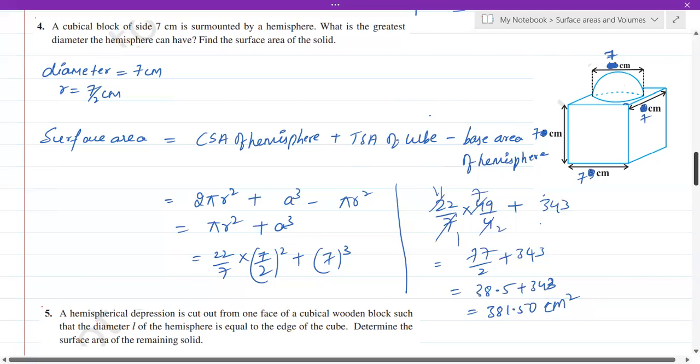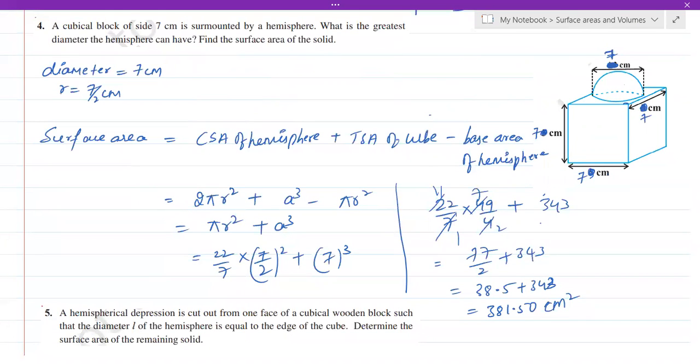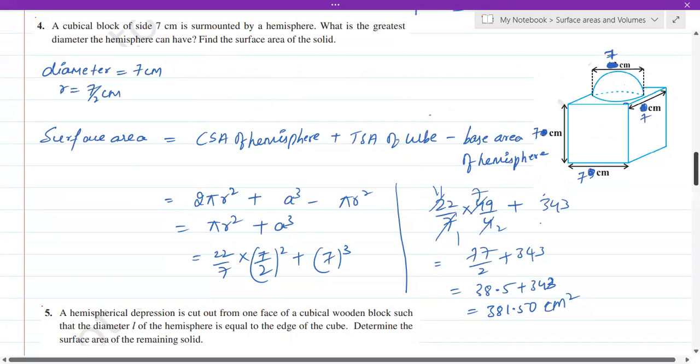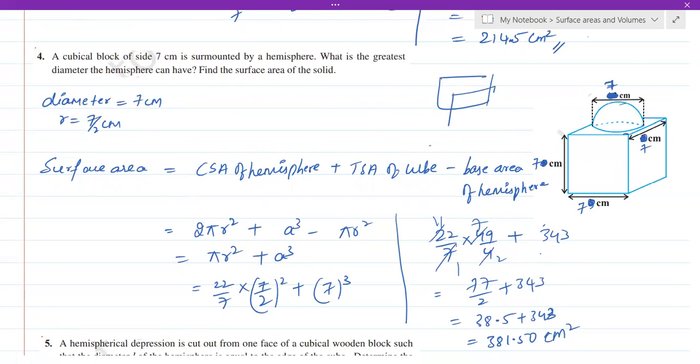Okay, so the fifth question is exactly the same type. Now instead of keeping a hemisphere on the top, what they have done is they have carved a hemispherical depression. Okay, that will be on the bottom side. Suppose the hemisphere is on the top; now instead of on the top, it is carved. Let's take a cube. Now here we have carved, that is we have scooped some amount of cube from it, and this is looking like a cubical, hemispherical shape. Okay, that is the figure.